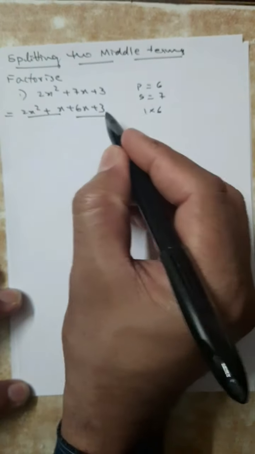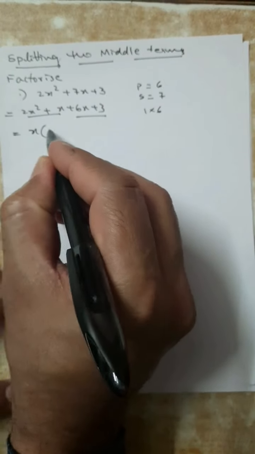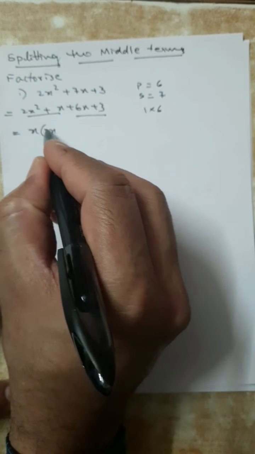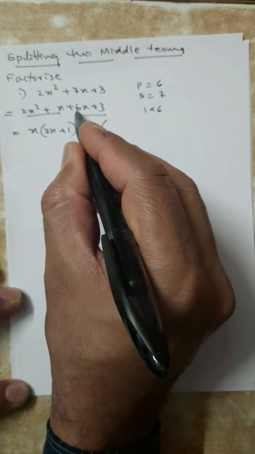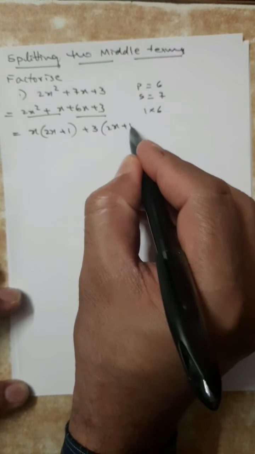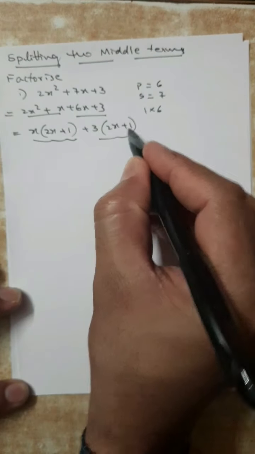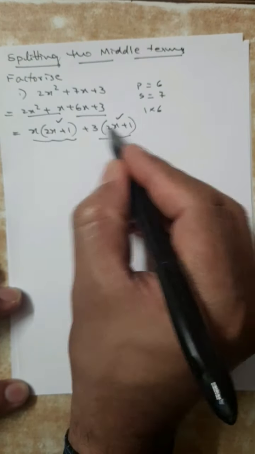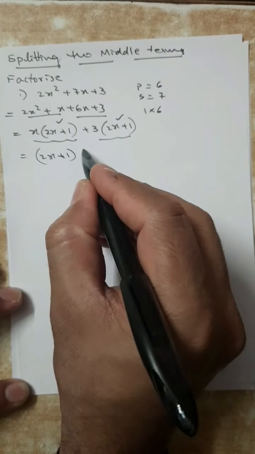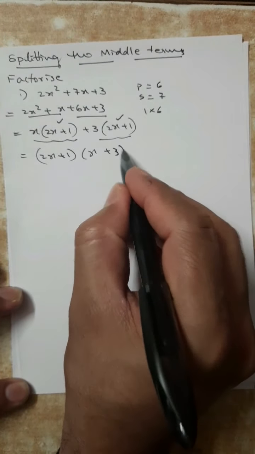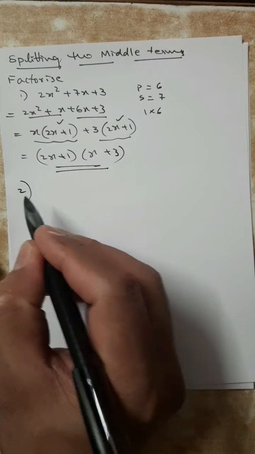Here 2 is common, and in these two also x is common. x outside, so 2x plus 1. Here 3 outside, so 2x plus 1. Again we can see in this part and this part, 2x plus 1 is common. 2x plus 1 outside, so here the balance is x, here the balance is 3. So the factorization is done.